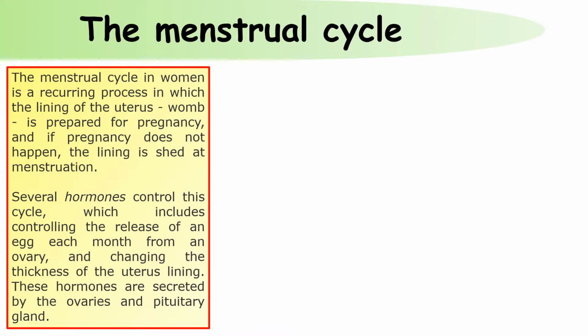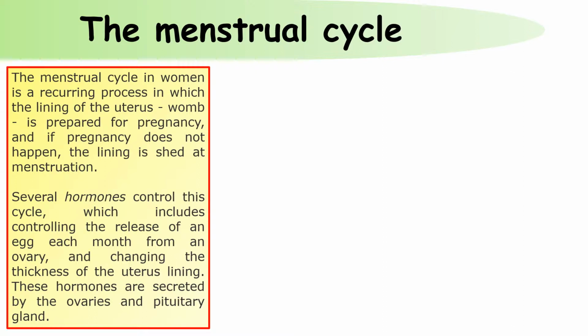The menstrual cycle in women is a recurring process in which the lining of the uterus, so the womb, is prepared for pregnancy. If pregnancy does not happen, the lining is shed at menstruation. Another phrase that's more commonly used for this is when a woman has a period.